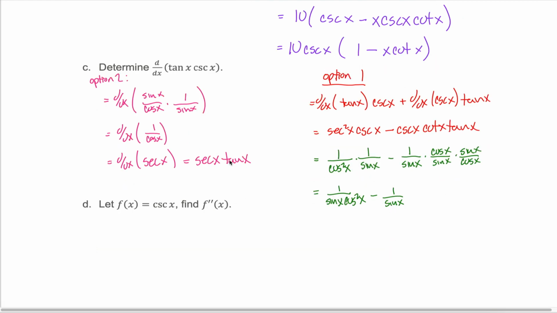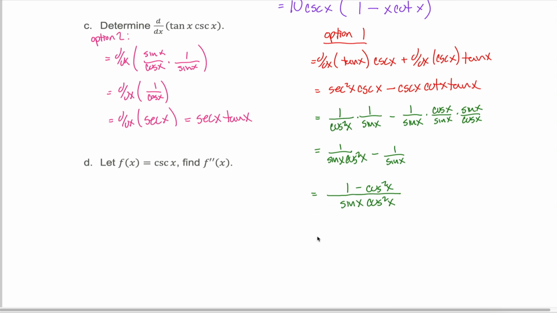It's still not obvious that this is equal to what we have in pink here, but one way you could prove that is by getting a common denominator. If you multiply the top and the bottom here by cosine squared x, then each of these fractions would have a denominator of sine of x times cosine squared x. And if they both have the same denominator, I can subtract their numerators. I get 1 minus cosine squared x up top.